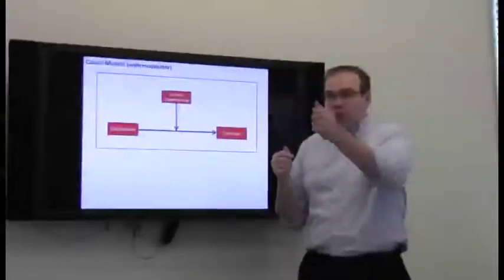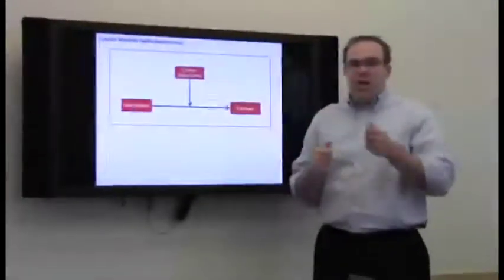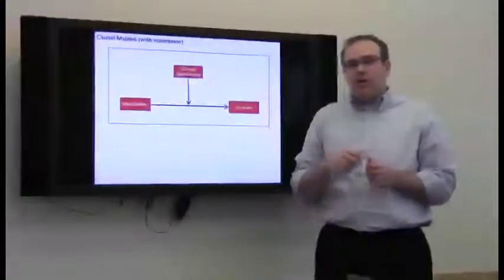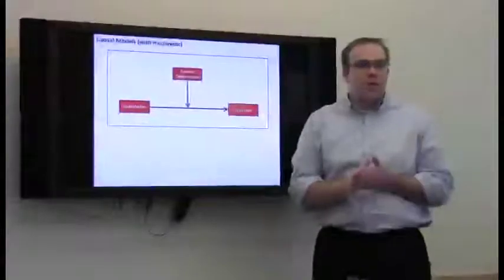If X is causing Z, then it's a mediator. If X is not causing Z, if that's some external factor, then we're looking at a moderator.